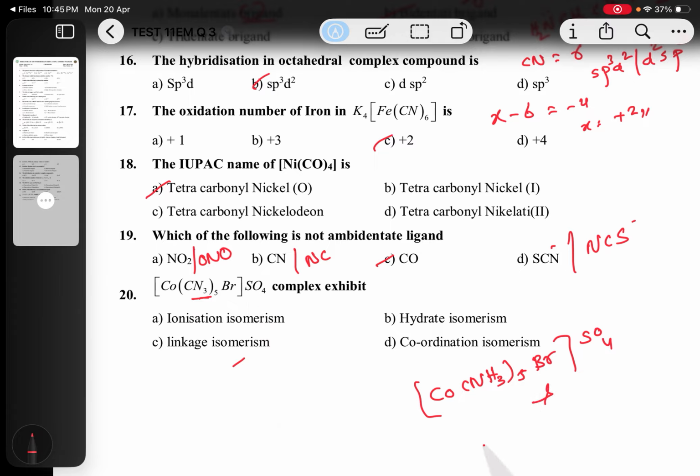For this, the other isomer is [Co(NH3)5SO4]Br. So option A is the correct one.